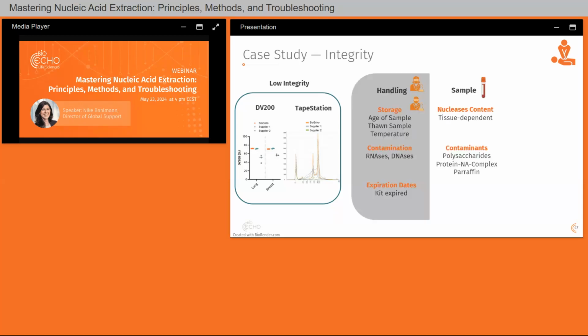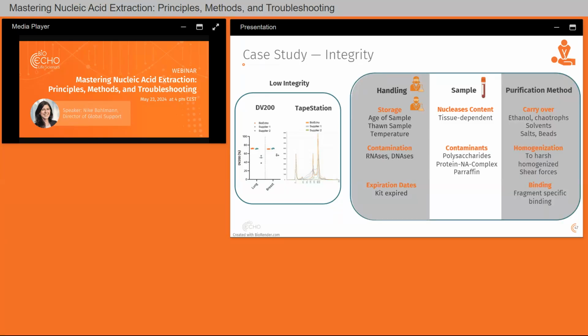What affects integrity? The main things as before. Age, how I handle the sample. Temperature, obviously, as I said, keeping the tissue at room temperature. Active nucleases, which completely degrade RNA if they're present. The kit, obviously, but also homogenization. If I homogenize, beat my sample too hard, I will degrade my DNA or my RNA before even starting with my purification.